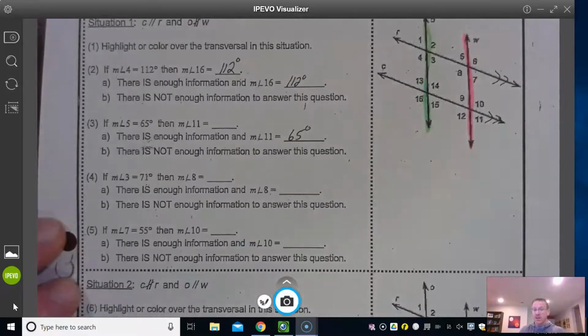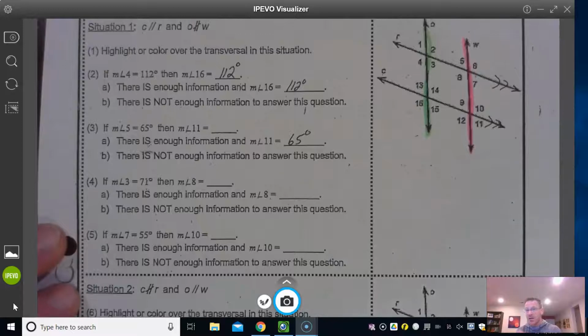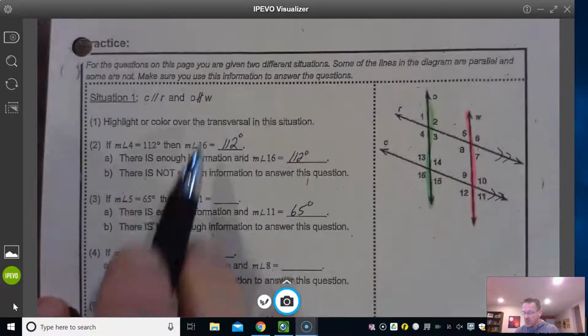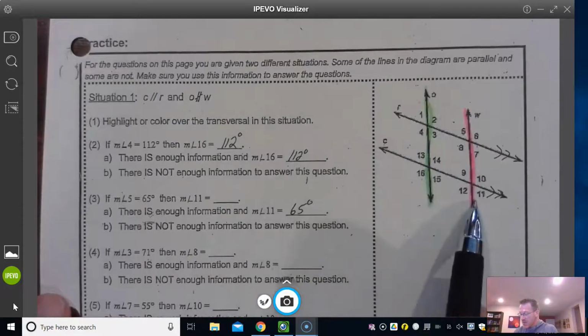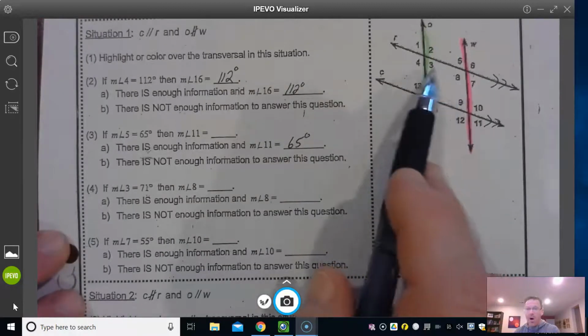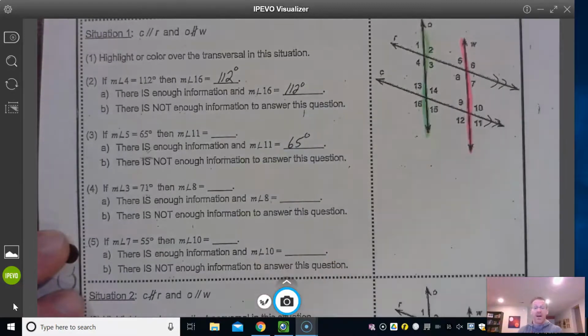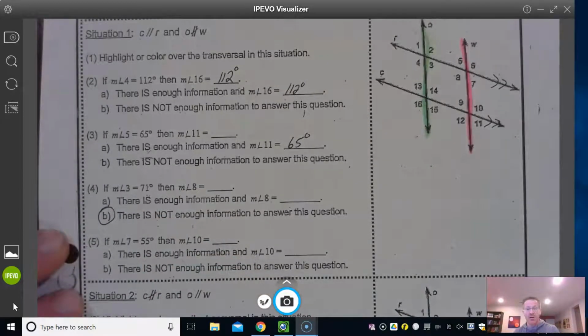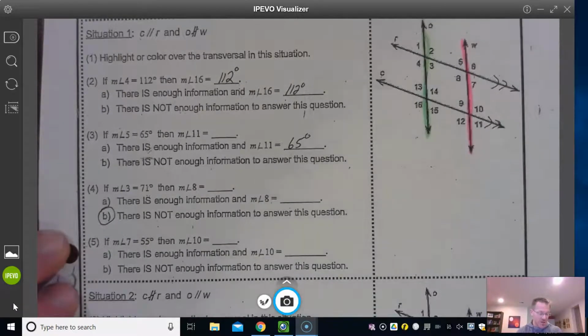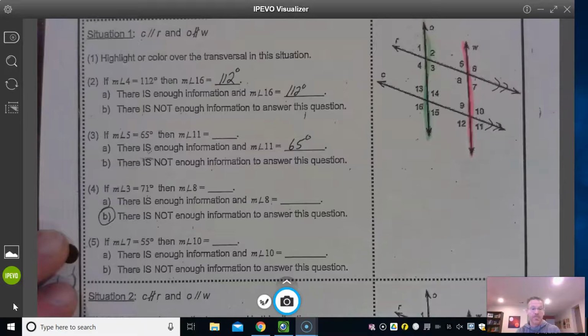Now the question is, do we intersect two parallel lines? And notice what it tells us, that O is not parallel to W. So the two lines that we intersect here are not parallel, and because they're not parallel, we can't do anything more than just identify them. So there is not enough information to answer that question. We have to know the two lines we intersect are parallel to assume the relationships we just identified on page 156.